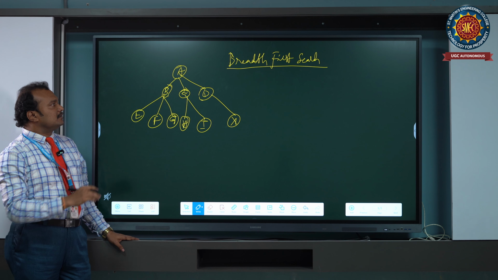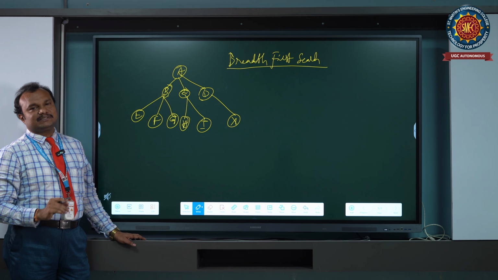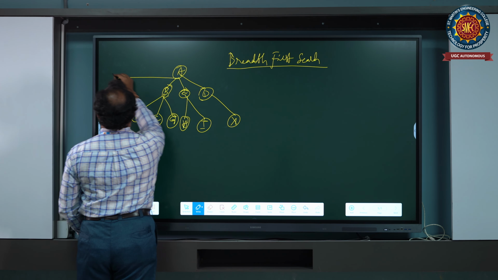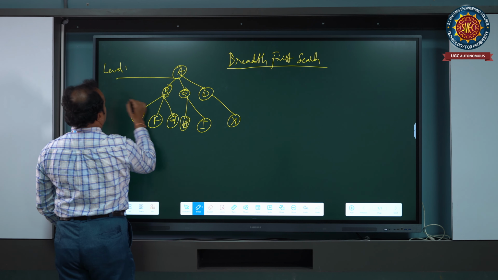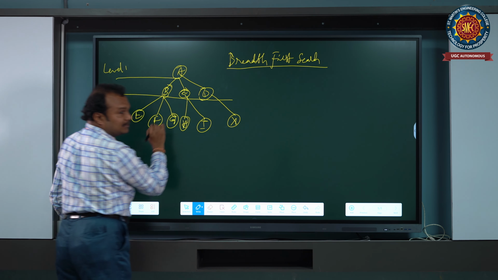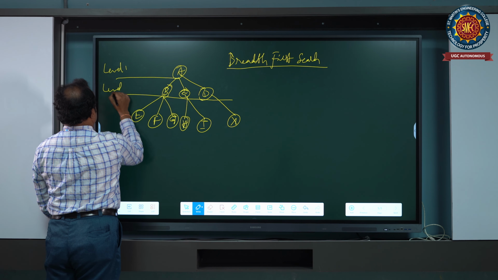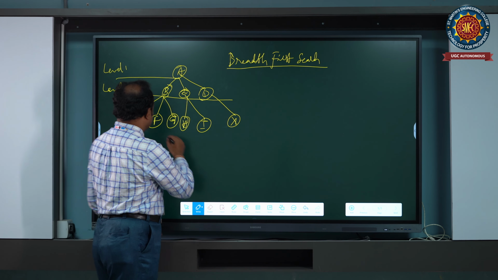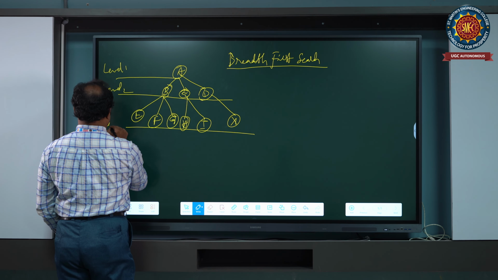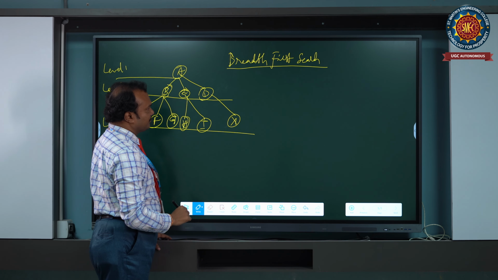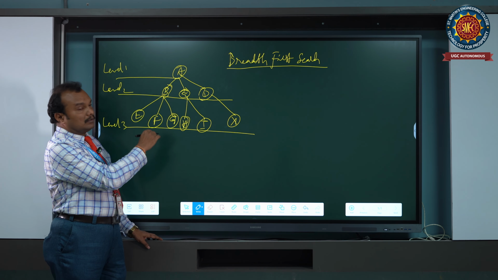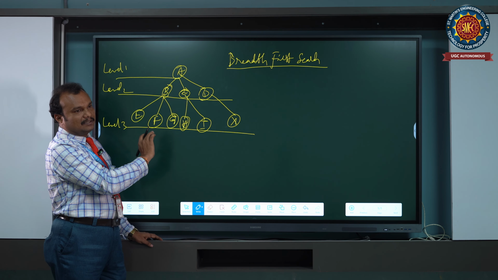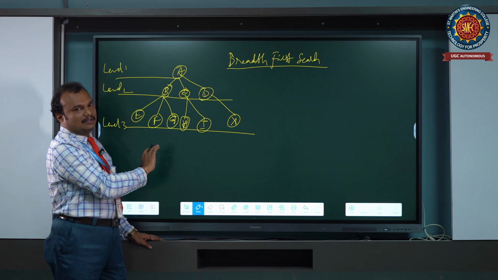Now coming to the tree, in the breadth first search, we will represent the levels. So this comes under level 1. Next, these 3 nodes come under level 2. So next, all the leaf nodes are level 3. Now, if we want to implement the breadth first search traversal on this tree, it will print all the nodes of the tree level by level.